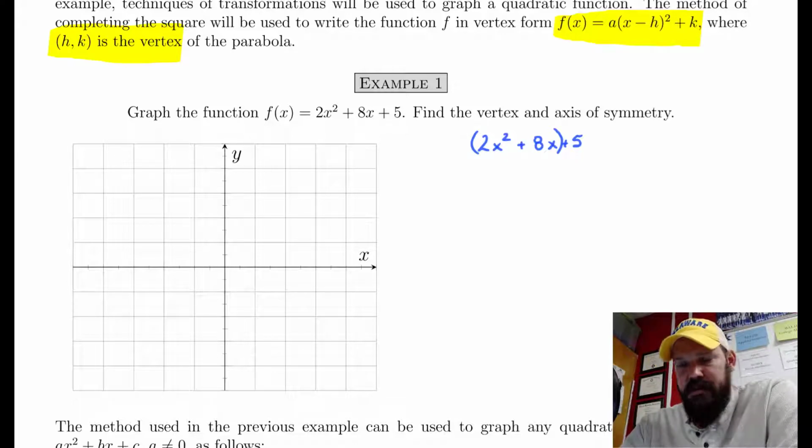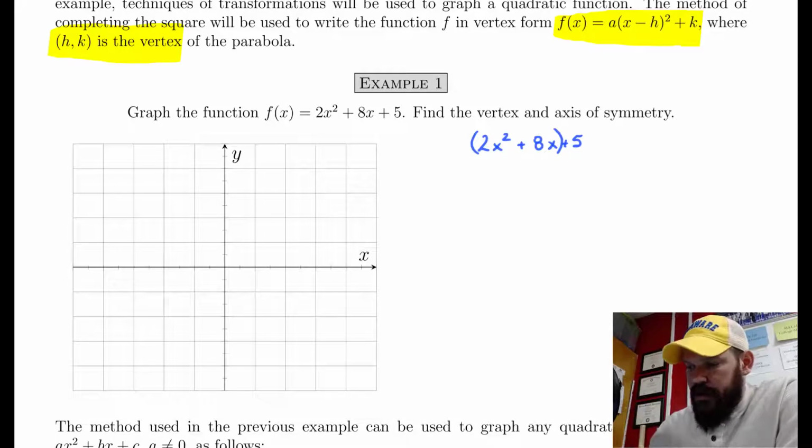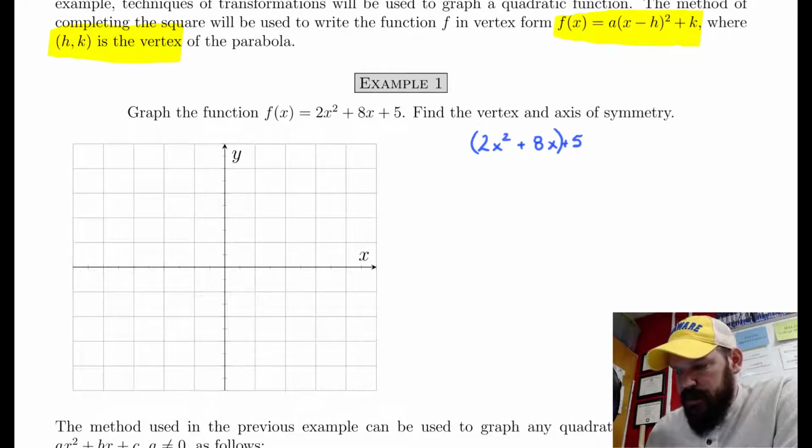Function value is still the same. I've just put these parentheses around this because I'm going to do something with the parentheses that's going to make this easier to work with to write it in vertex form. So I notice that 2x squared and 8x both have a 2 in common. So I'm going to factor that coefficient, or that constant of 2, out. And now I have x squared plus 4x plus 5.